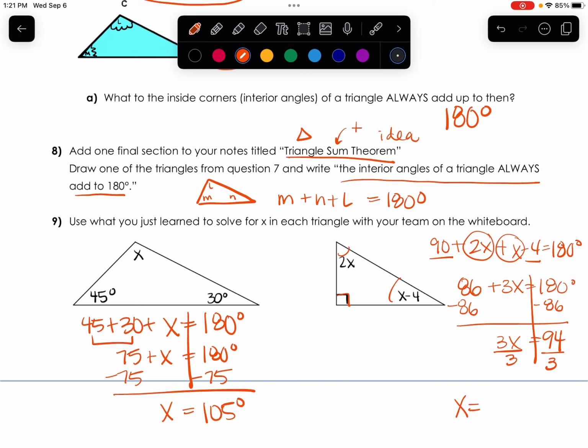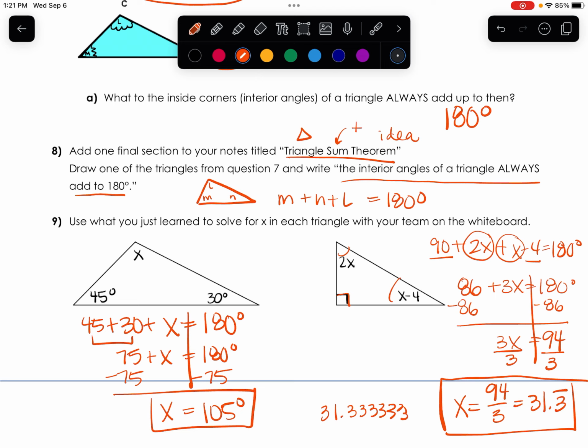Now in this case, 94 divided by 3 is not going to be a nice whole number like 10, so I can leave my answer as a fraction like this. If I type this into my calculator, it is going to give me 31.333333 like that, which is 31.3 repeating. And that bar over the top says that 3 goes on forever. So either of those answers are, again, totally fine, equal points on a test or quiz, but that is my x values.